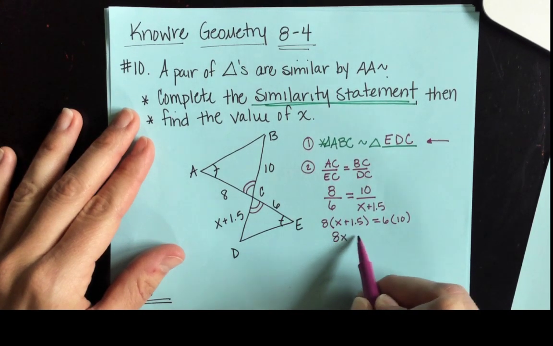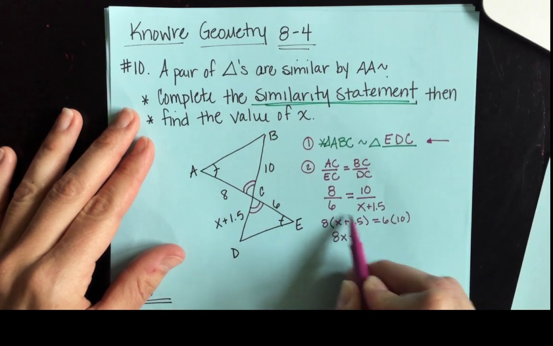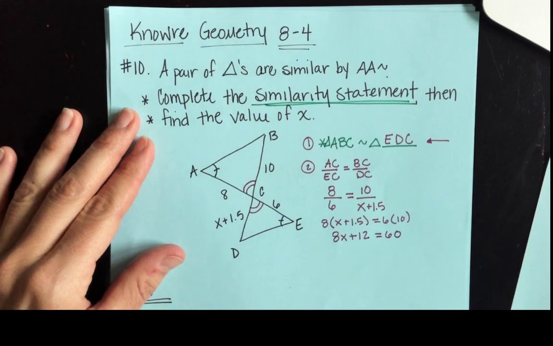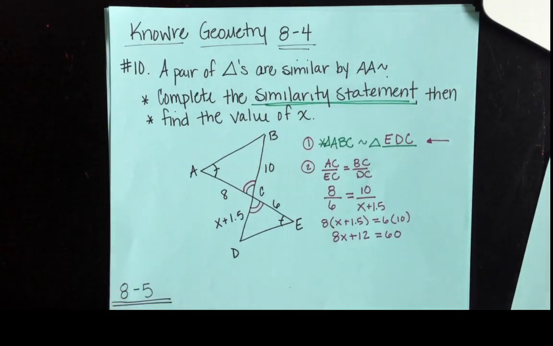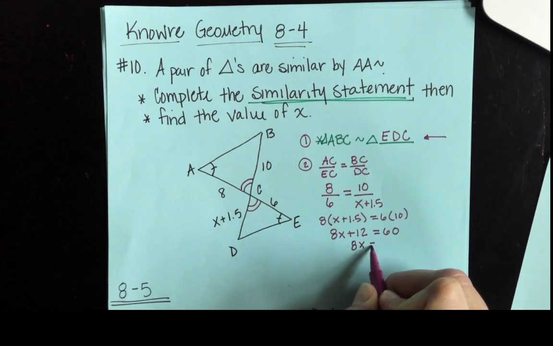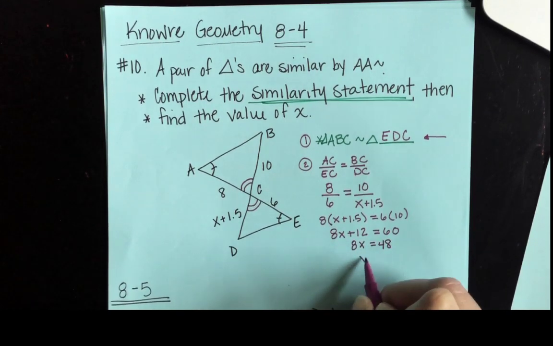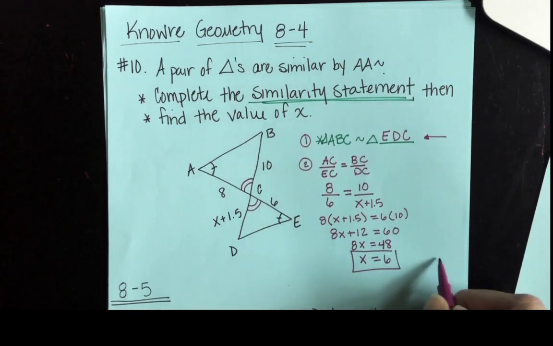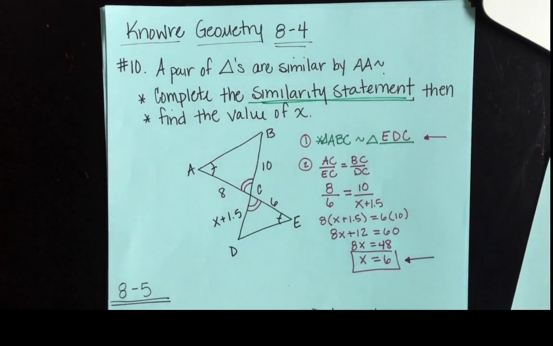Distributing, 8x plus 12 equals 60. We can subtract 12 from both sides, and we end up with 8x equals 48. And when we divide, we get x equals 6. So our second answer that we would have had to plug in is that one.